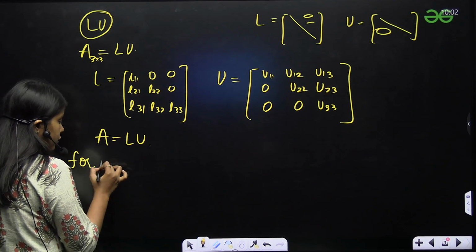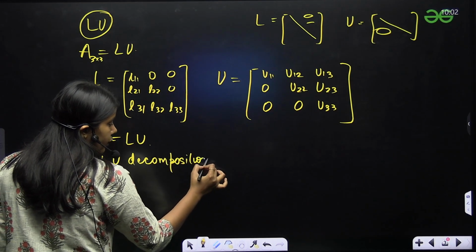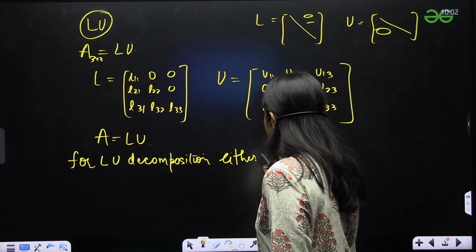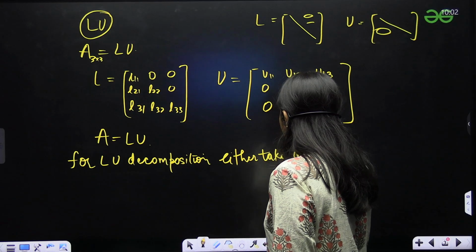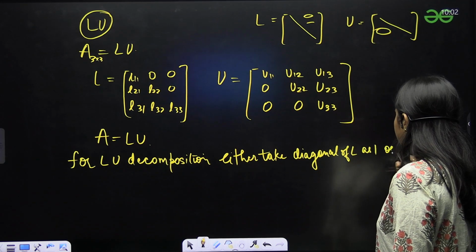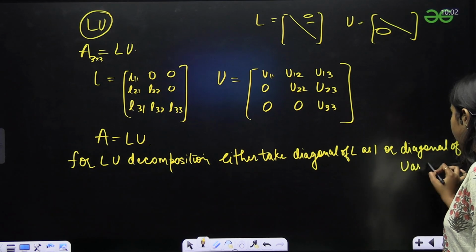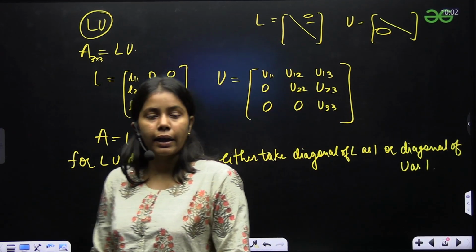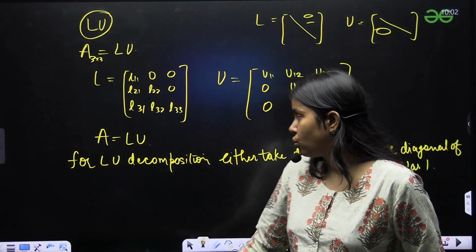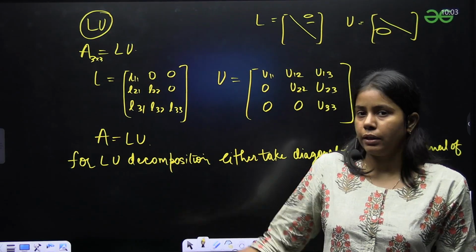So for LU decomposition, either take the diagonal of L as 1 or the diagonal of U as 1. It's up to you, or whatever is given in the question. If they are not mentioning it in the question, you can take either the diagonal of L as 1 or the diagonal of U as 1. But if they have mentioned it in the question, then you have to take that accordingly.